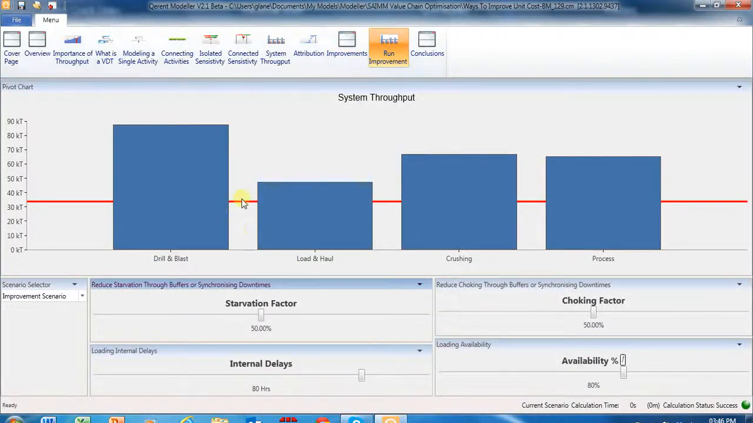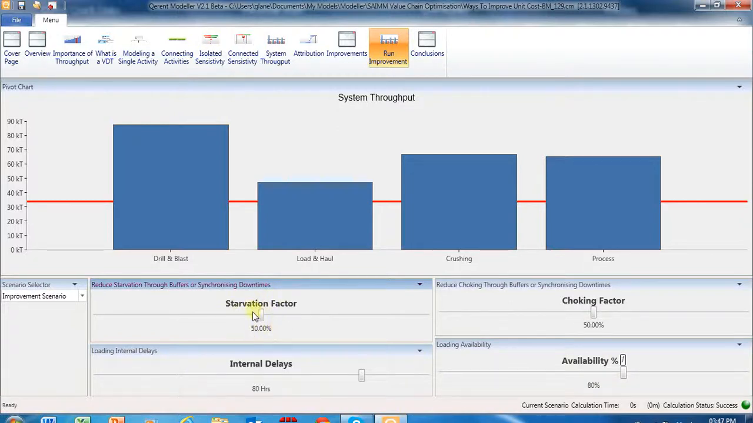So I've shown you the same thing again. Load and haul is my lowest activity at 47. It's my constraint. There's my system throughput of 34,000 kilotons per month. And I've just exposed 4 value drivers in this instance, just for this demonstration.